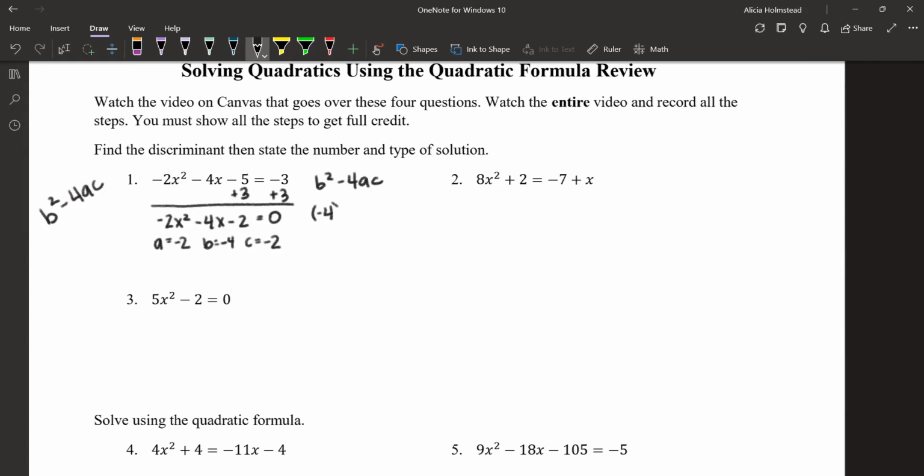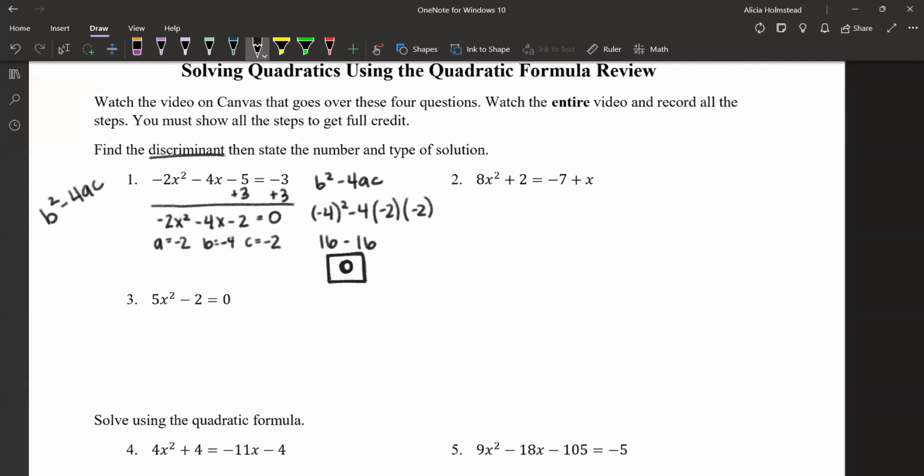So b is negative 4, b squared minus 4 times a, which is negative 2, times c, which is negative 2. So we get 4 squared, which is 16. Subtract, well, maybe not subtract, negative 4 times negative 2 is positive 8, times negative 2 is negative 16. 16 minus 16 is 0. So that number right there represents our discriminant. After you plug it in and simplify, that's the discriminant.